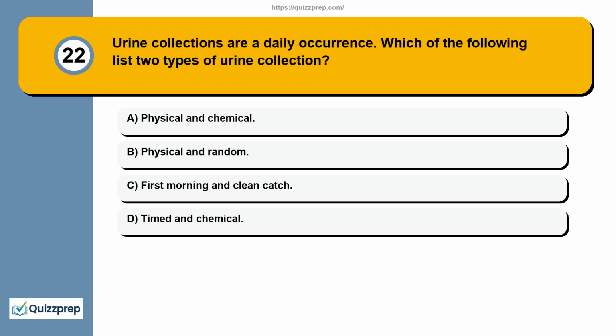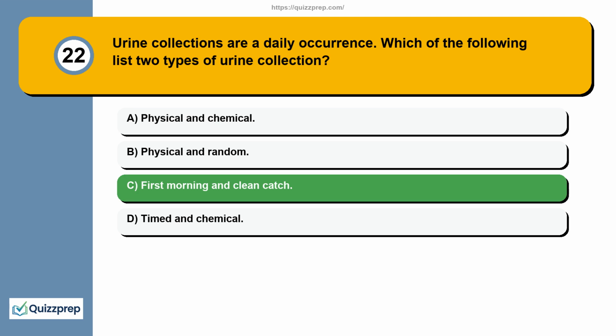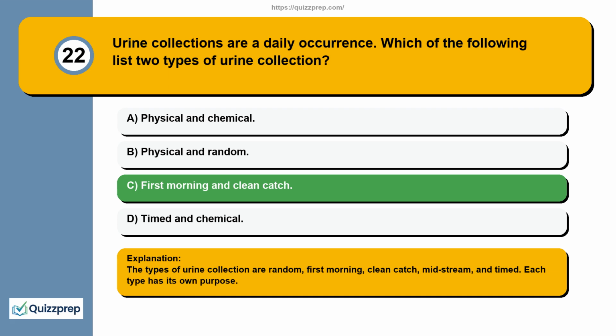Question 22. Urine collections are a daily occurrence. Which of the following list two types of urine collection? Physical and chemical. Physical and random. First morning and clean catch. Timed and chemical. The types of urine collection are random, first morning, clean catch, midstream, and timed. Each type has its own purpose.